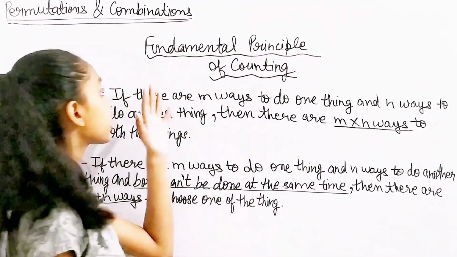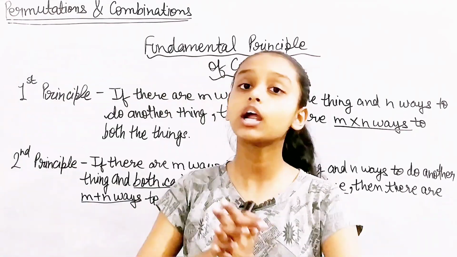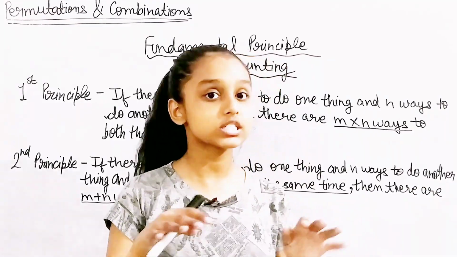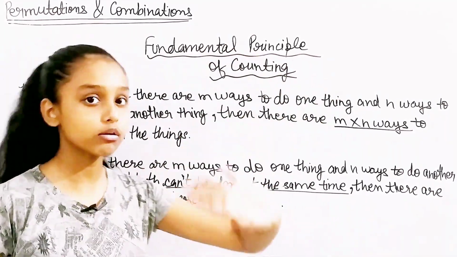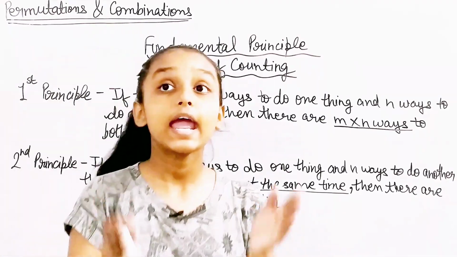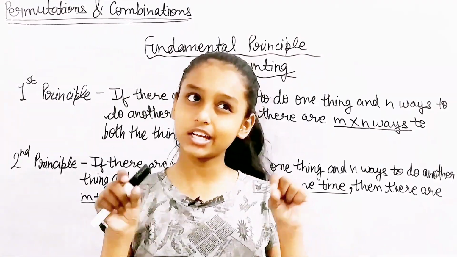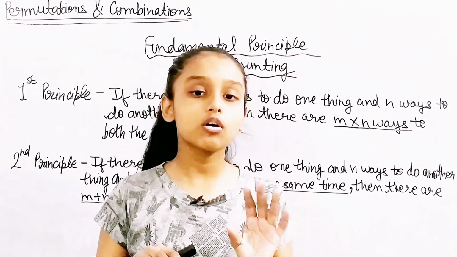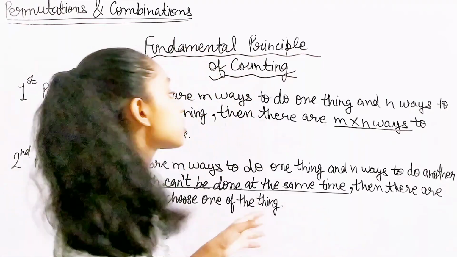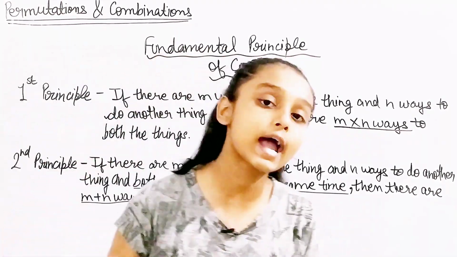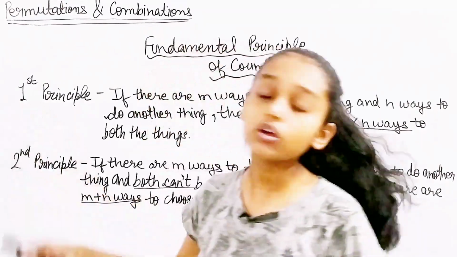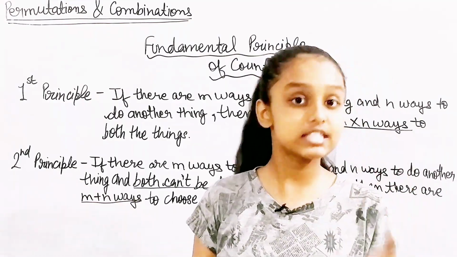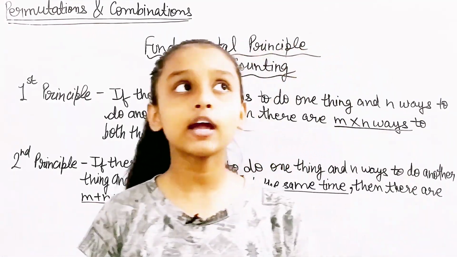So today we'll be continuing our 7th chapter, which is Permutations and Combinations. In this video we'll be discussing the fundamental principle of counting, as I've already told you about. In the previous video, I told you a little bit about these principles. I told you that there are two types of principle. The first one is related to the multiplication principle, and the second one is the addition one. I also gave an example.